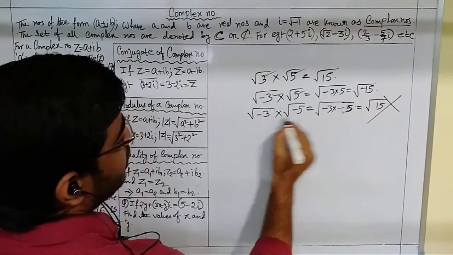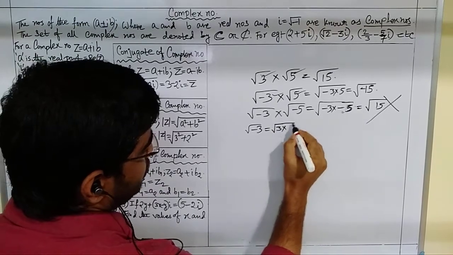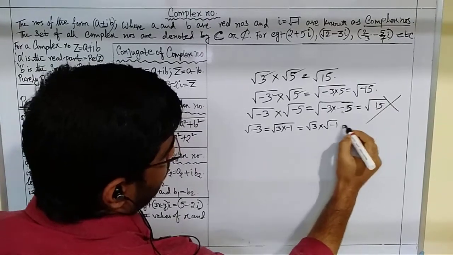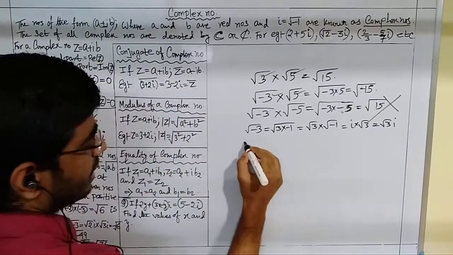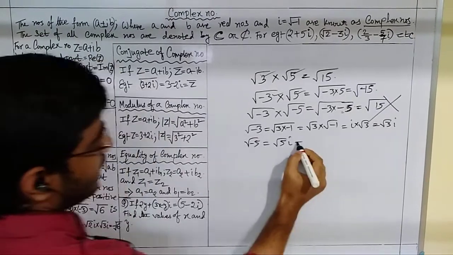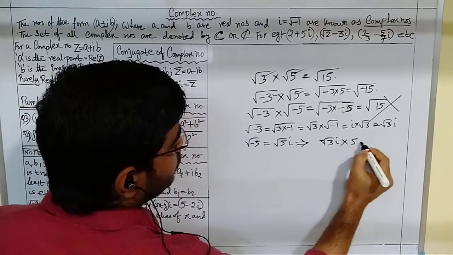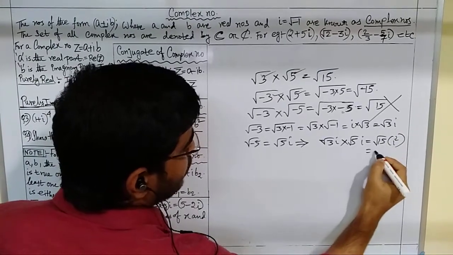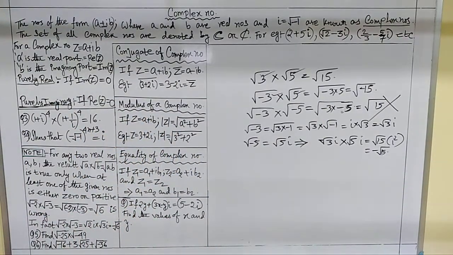So how are we going to solve this? Root over of minus 3 can be written as root 3 into minus 1, which is root 3 into root over of minus 1. Root over of minus 1 is I, and we are left with root 3, so it will be root 3 I. Similarly, root over of minus 5 will be root 5 I. Now if I multiply these two, root 3 I into root 5 I, this becomes root 15 I square. I square means minus 1, so the answer will be minus root 15, not root 15.